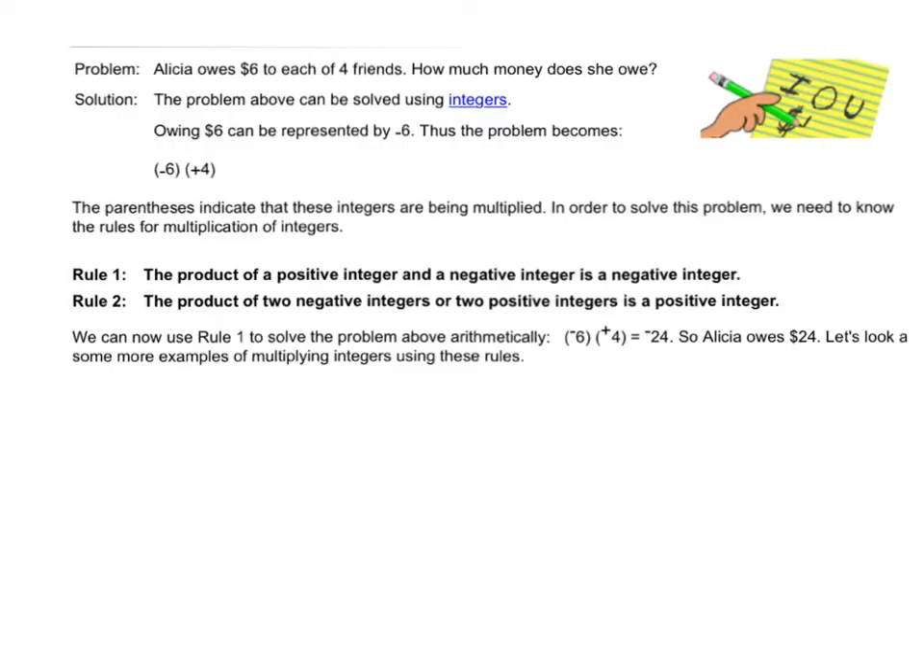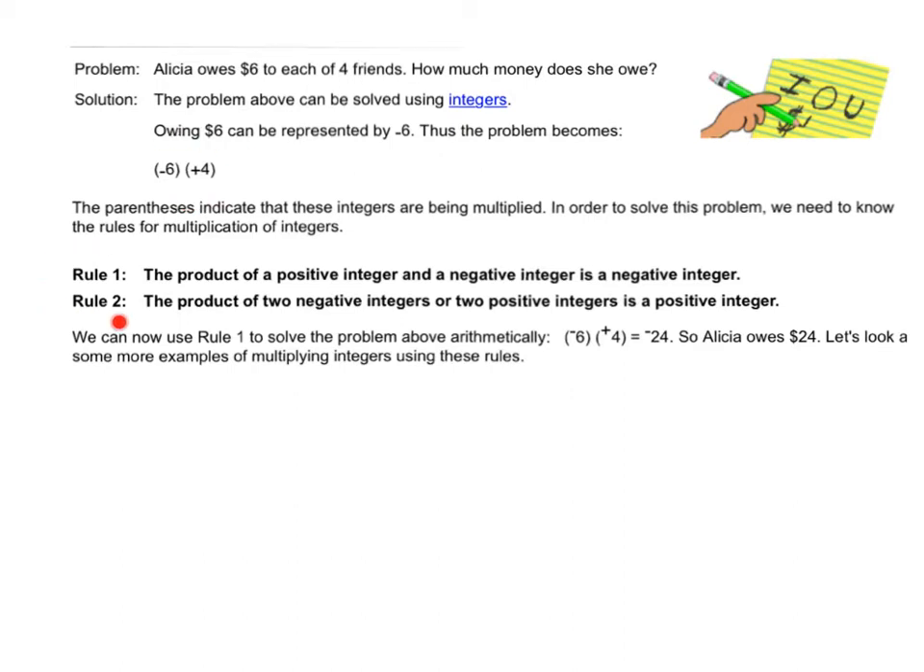Okay, so let's summarize this problem. Make sure you have this written down in your notebook. Alicia owes $6 to each of 4 friends. How much money does she owe? We can solve this using integers. Owing $6 can be represented by a negative 6. Thus, this is our problem. Write this down: negative 6 in parentheses, and then positive 4 in parentheses. The negative 6 is what she owes, and she has 4 friends. So the parentheses means that we're going to multiply those together.